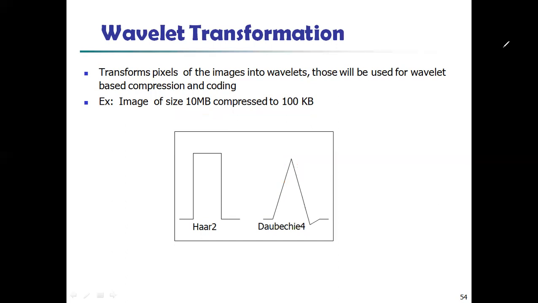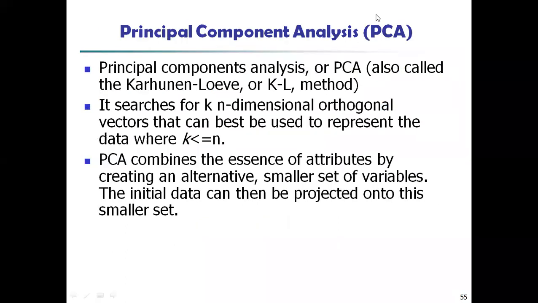And coming to the next one, we'll go for the next one. The next one is PCA. PCA means principal component analysis. This is the second lossy dimensionality reduction method. So PCA, which means principal component analysis, is also called the Karhunen-Loeve method or KL method.